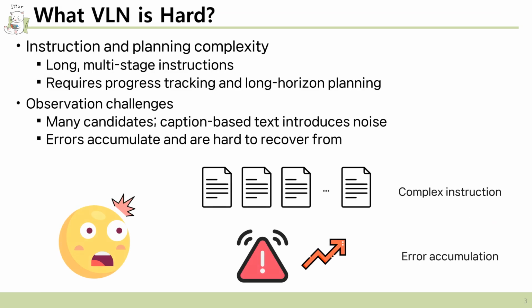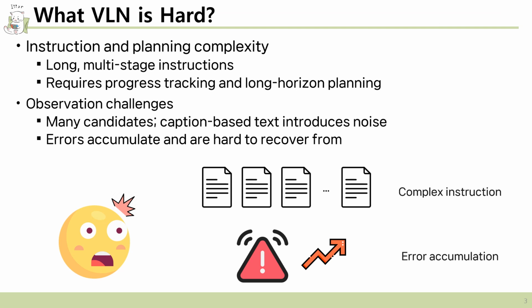Why is VLN hard? I will highlight 2 points. First, the instruction can be long and has many stages. The agent must know what part it is doing now. It must also plan ahead. If it forgets the progress, it may repeat steps or stop too early.